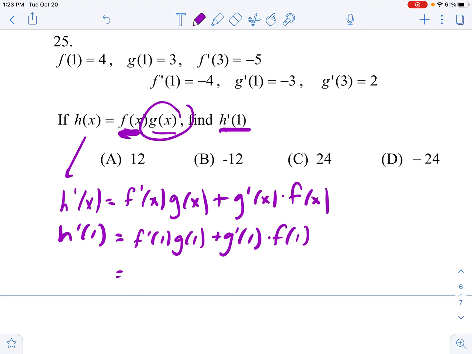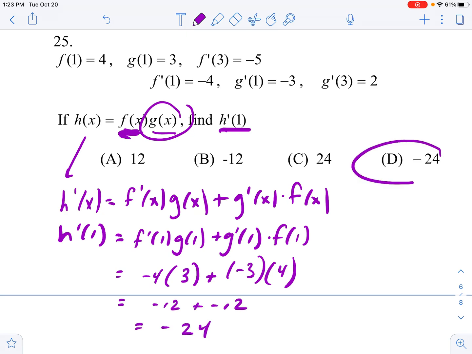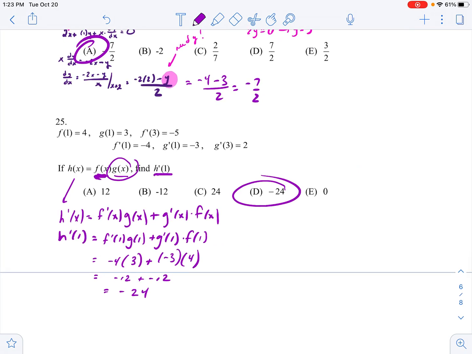And now we can grab all these values from above. Let's see carefully. F prime of 1, it looks like, is -4. G of 1 is 3. G prime of 1 is -3. And f of 1 is 4. So what do we get here, folks? Not 0, but -24. All right.